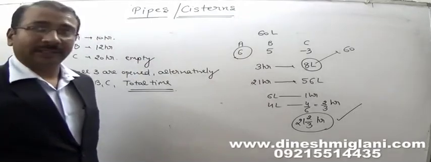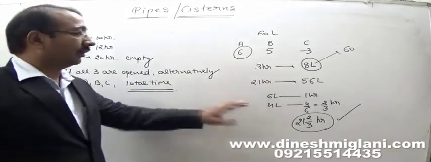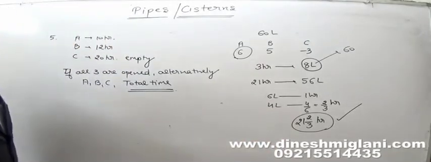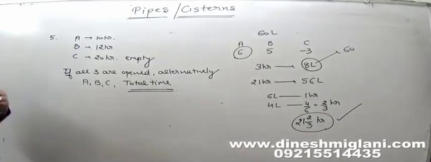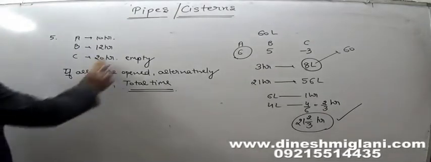Then there is the turn of A, right? I know that A can fill 6 liters in 1 hour. It means it has to fill only 4, right? So just solve it. 21 and 2 by 3 hours, that becomes your answer. It's the same as the concept that we have studied in the topic of time and work. Let's have the next variety of question here.